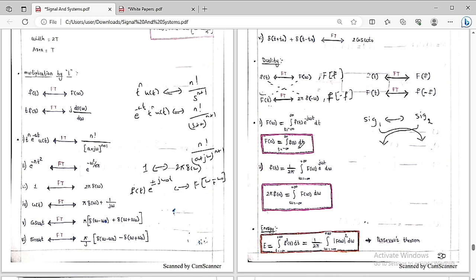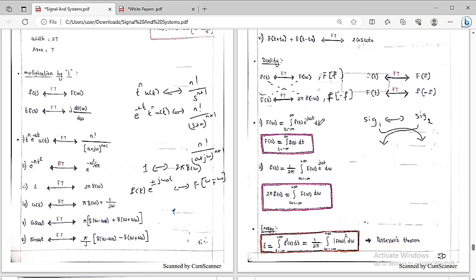If you want the area under the time domain signal, then in the Fourier transform see the value at omega equal to 0. Suppose you want to find the area under the frequency domain curve, then it is nothing but 2 pi into f of 0. Here f of 0 means at t equal to 0 see the value, and multiply by 2 pi to get the area under the frequency domain curve. This is what you have to keep in your mind. By this expression we get the area under the time domain signal, and by this expression we get the area under the frequency domain signal.